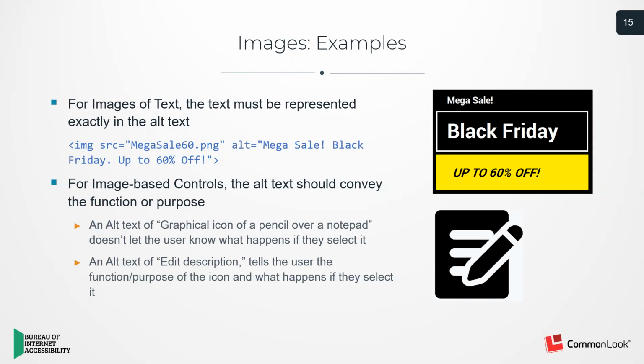For image-based controls, that are controls that don't contain literal text, you really want to describe the function and not the visual appearance. So this icon on the right there could be given an alt text of graphical icon of a pencil over a notepad, but it wouldn't let any users know what would happen if they operate it. So a non-sighted user would be better served if it said edit description. And that would tell the user the function and purpose of that icon when they operate it.